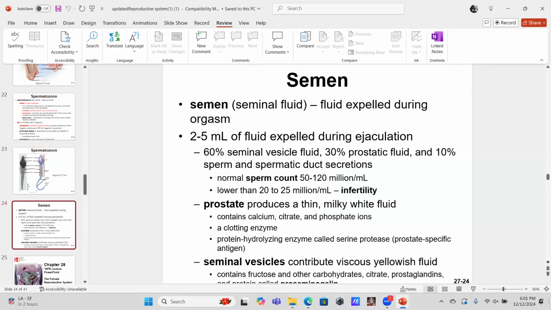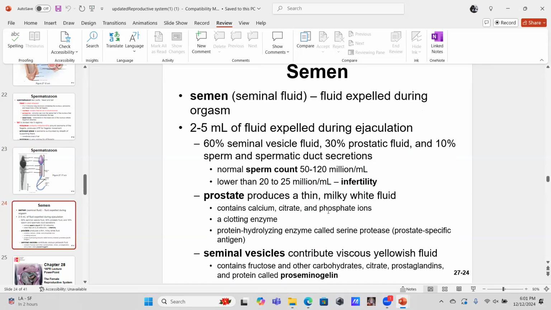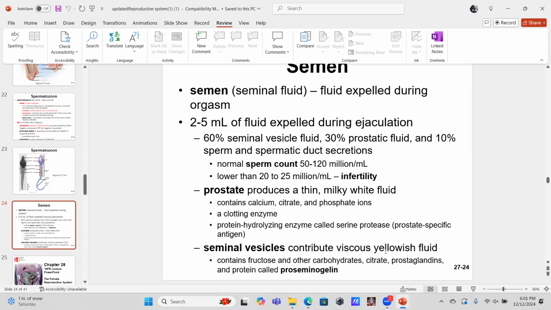Now, in terms of semen, just understand that it's that fluid. A lot of it is from the seminal vesicles. You're not going to need to know what a normal sperm count is, or what a sperm count for infertility is. Don't need to know that. I'll stop here and I'll have another recording for the female reproductive system coming up.